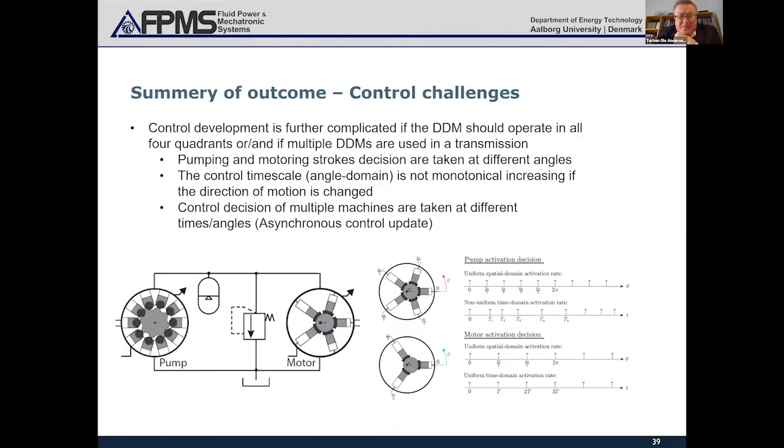So here are some of the control challenges we have. For the wind turbine, we don't need to operate in all quadrants, but if you look at a general transmission, that is necessary. Also, we don't have a control time schedule that is monotonically increasing, and the control decisions of multiple machines are taken at different times. If you model this as a complete system, you will perhaps have different sampling rates in the same system and so on. That's quite complicated for people who know something about control.